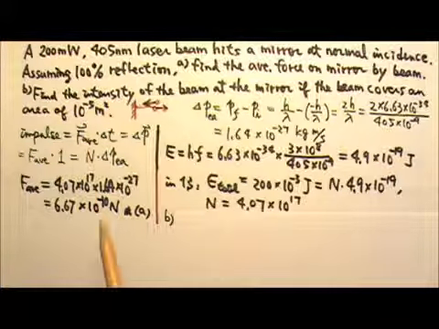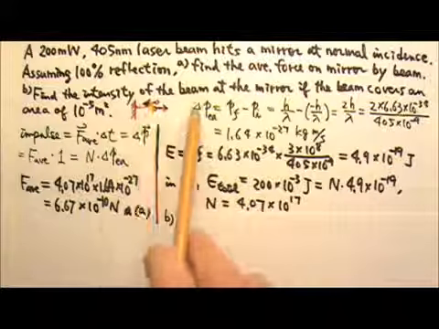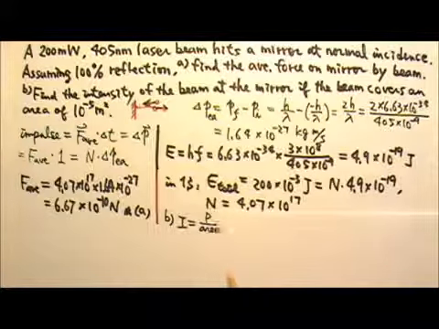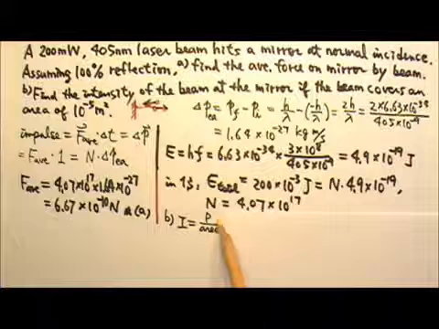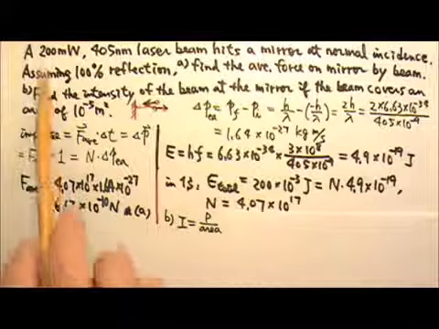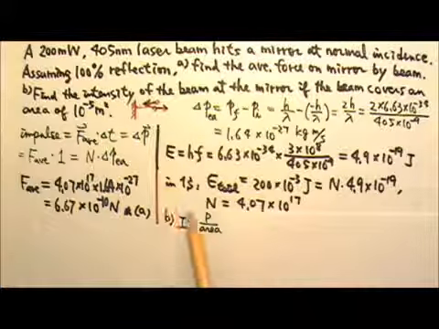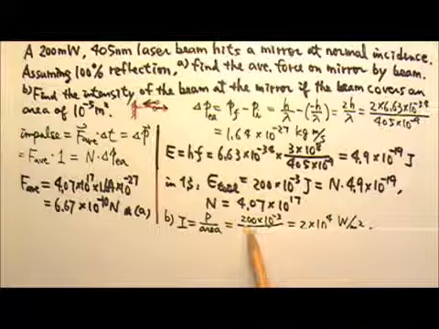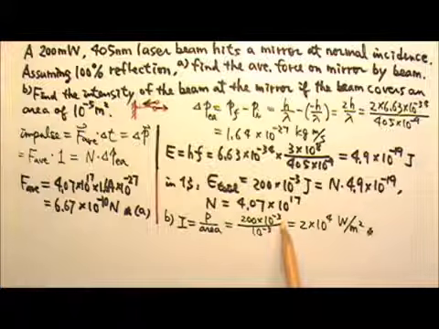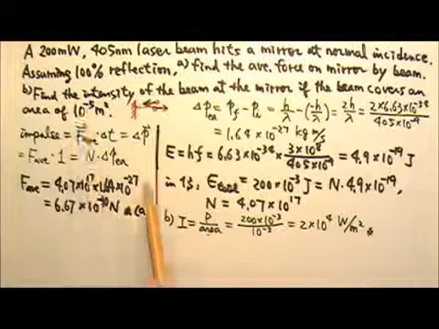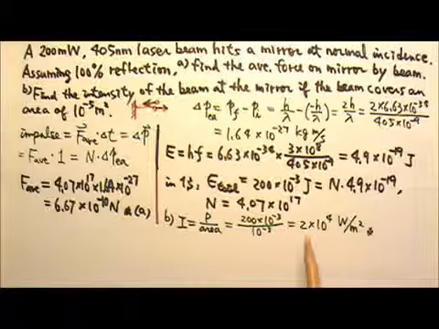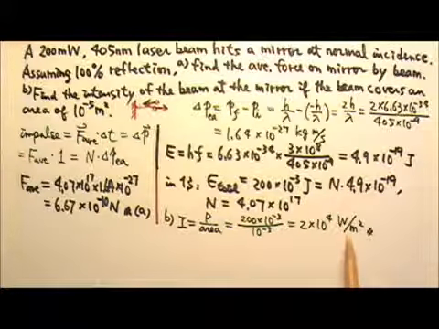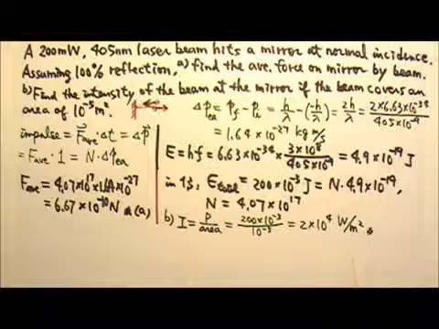For part B, we're looking for the intensity of the laser beam. Intensity, by definition, is the power per area. The power is 200 milliwatts, and 200 milli is 200 times 10 to the negative third. The area is 10 to the negative fifth. So this will give us 2 times 10 to the fourth watts per meter squared.